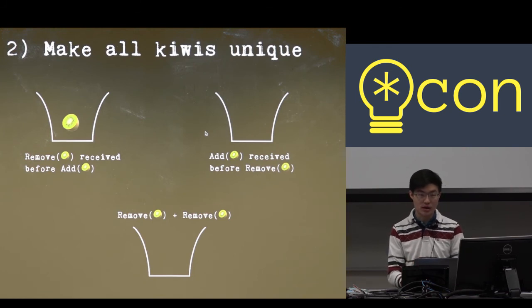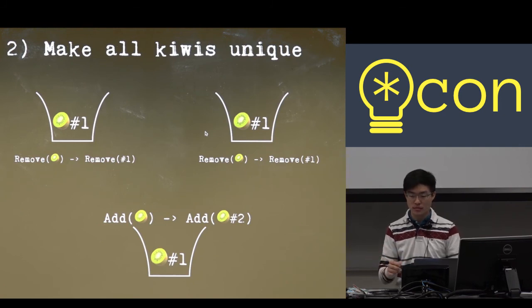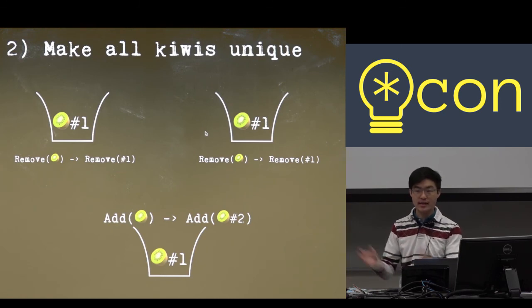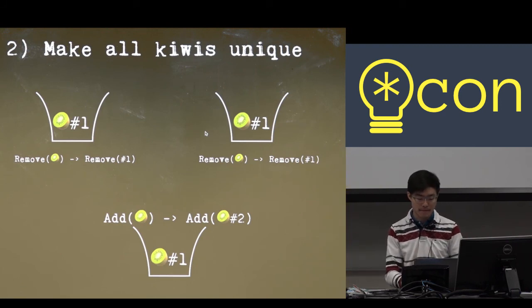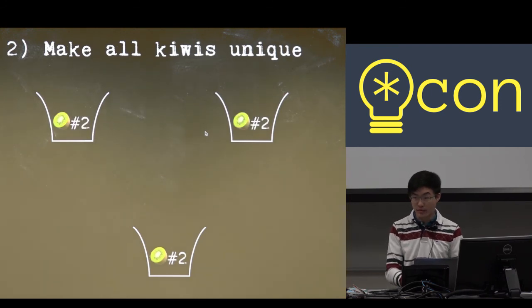But we could change a little bit how our operations are designed. We could change the add operation to not only add a kiwi to the bag, but give the newly added kiwi a unique ID. And we're going to generate this ID in such a way that no client has ever used this ID before, ever. And the remove operation can take not just a kiwi to remove, but a particular kiwi to remove with a particular ID. Now, if I do the same thing as before, remove in 2 bags and then add in 1 bag, I'll find that after sending out the messages, I'll have the second kiwi in every bag.